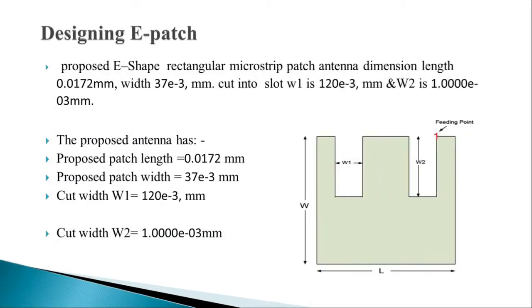After designing, the E-patch looks like this, where the proposed E-shaped rectangular microstrip patch antenna dimension length is 0.017 mm and width is 37 e raised to minus 3 mm. Then we cut the width into two slots where W1 is 120 e raised to minus 3 mm and W2 is 1.0000 e raised to minus 3 mm.